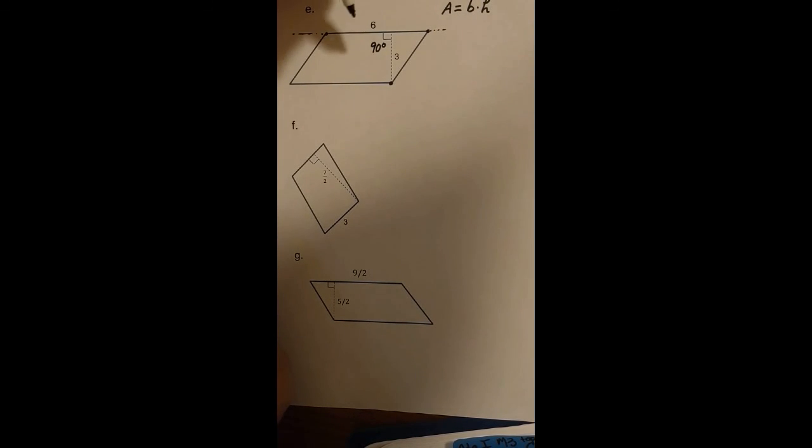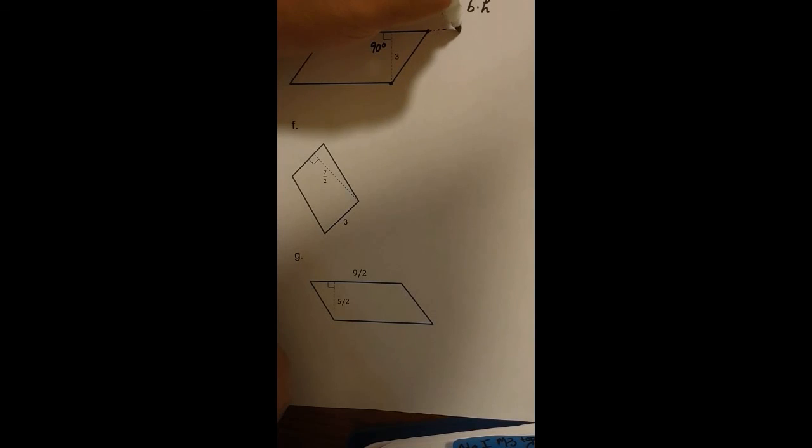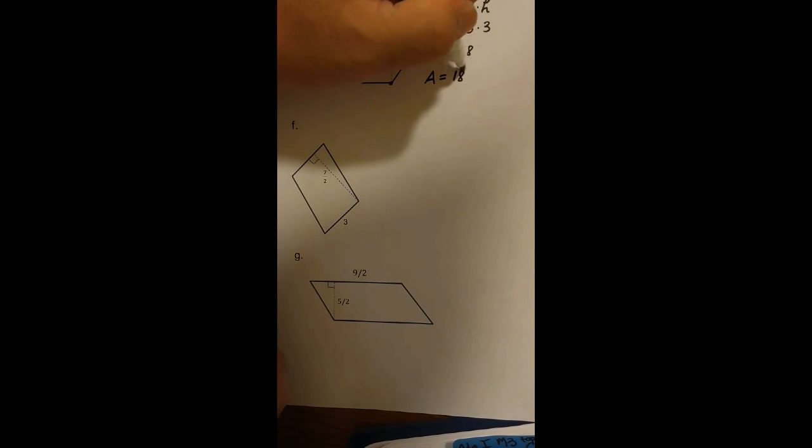So now we know that this is 6 units and h is 3 units, so the area of this parallelogram is 6 times 3, which is 18. So therefore, the area of this parallelogram is 18 square units.